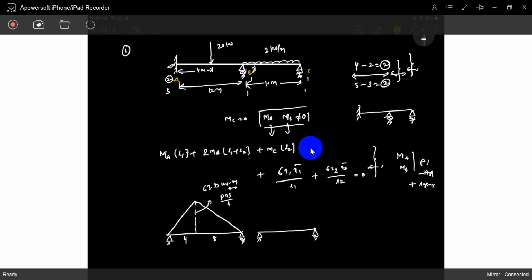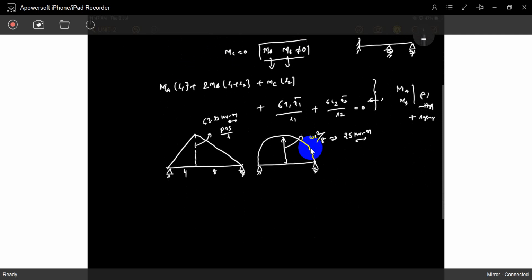So second one is simply supported. So that is parabolic. What is that value? WL square by 8. What is that value? W is 2, L square is 100 divided by 8. We'll get 25. It's a 25. Okay, it's a 25. Understood? That's it.